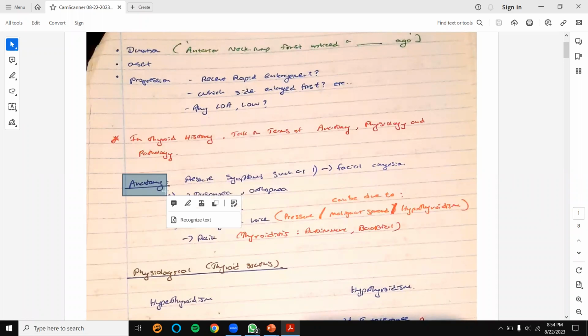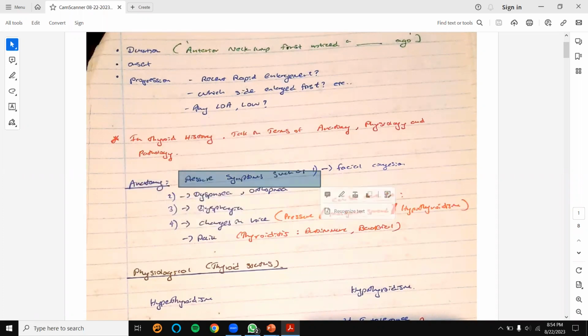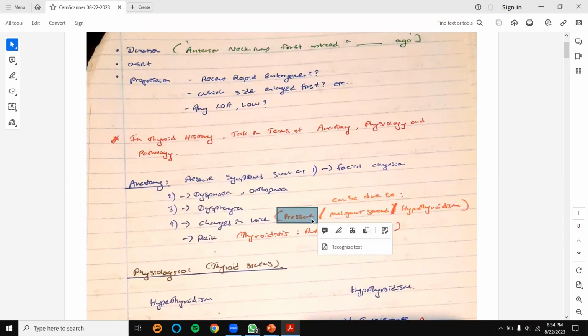So on the anatomical related questions, you ask for pressure symptoms like facial congestion, dyspnea, orthopnea, dysphagia, changes in voice. But also remember, this change in voice can be due to multiple reasons in a patient with a goiter. One, it can be due to the pressure itself, like pressure and compression of the recurrent laryngeal nerves. It can also be due to malignant invasion into the recurrent laryngeal nerve. And it could also be part of hypothyroidism.